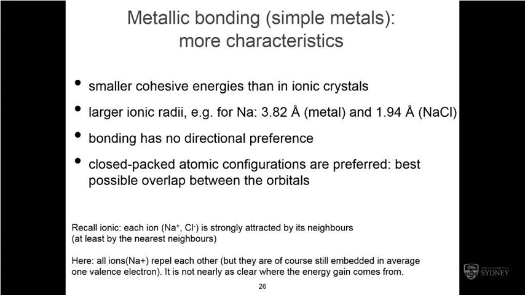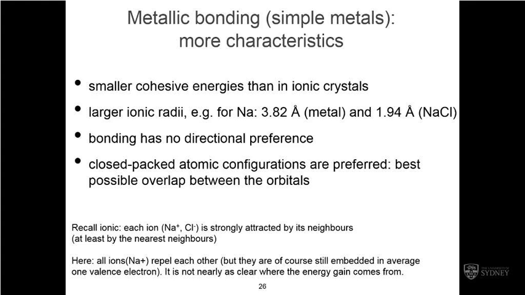But if you think about the sodium, we only have sodium ions next door to each other. So you may think, well, why is this favorable? We've got repulsion from these ion cores. But we do know they are still embedded in an average of one electron. This valence electron is still lurking around. So that obviously results in an attraction, an energy gain for the system. So that's why it's not so straightforward to understand as the ionic bonding.